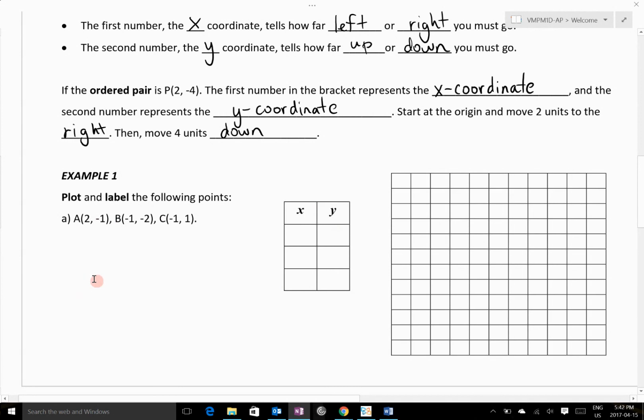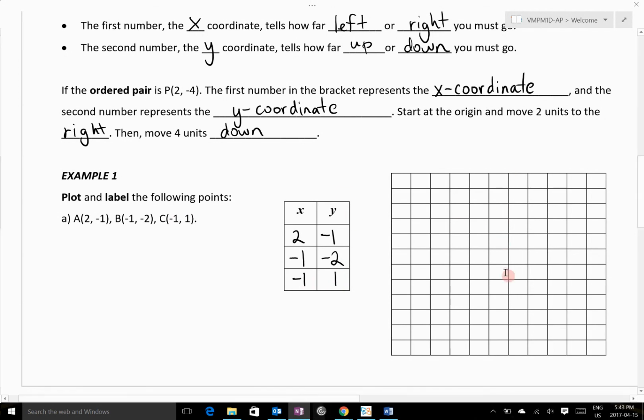Reading point A, the x value is 2, the y value is -1. Point B, if I read point B here, I have -1 for my x value. Look at the y value, -2 is my y value. Same for point C, I have -1 for my x, and I have +1 for my y value. Okay, so we're going to plot this. So this is just putting this in my table.